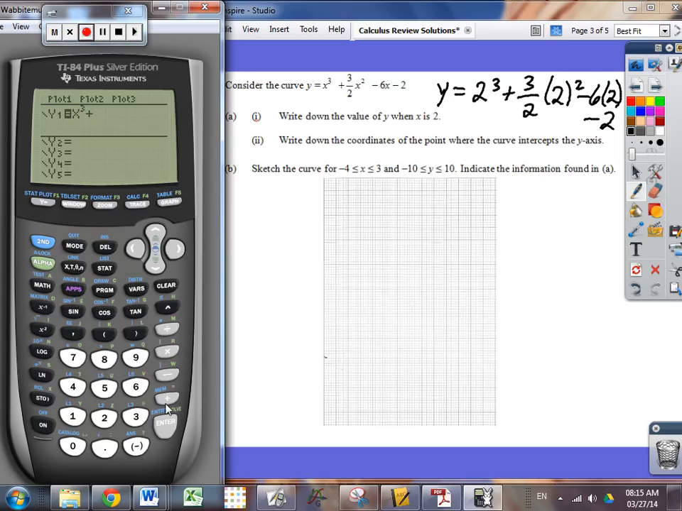plus 3 over 2 x squared minus 6x minus 2. And it tells us what the window is going to be, so I'm just going to set this window up straight away. Negative 4 to 3. And my y's are already good to go.